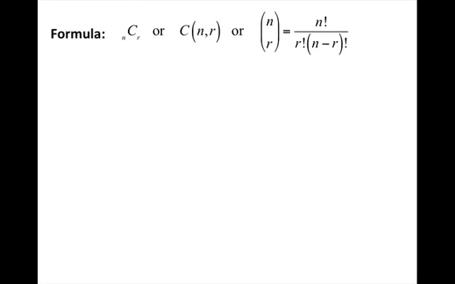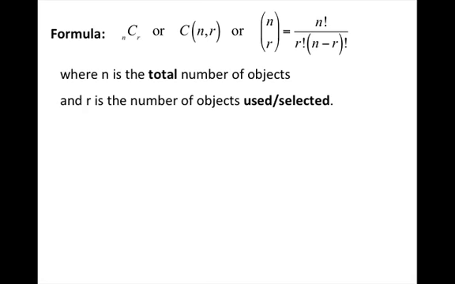The formula for a combination, N choose R, is N factorial divided by R factorial times N minus R factorial. So it's the same formula as permutations, but I have an extra R factorial in the denominator. And again, the N is the total number of objects, and R is the number of objects used or selected. They're the same variables used in permutations.